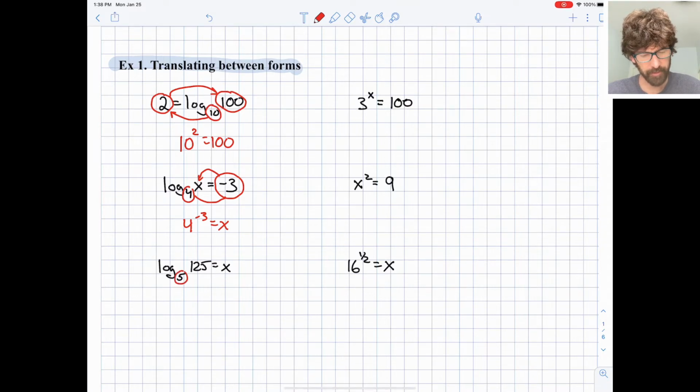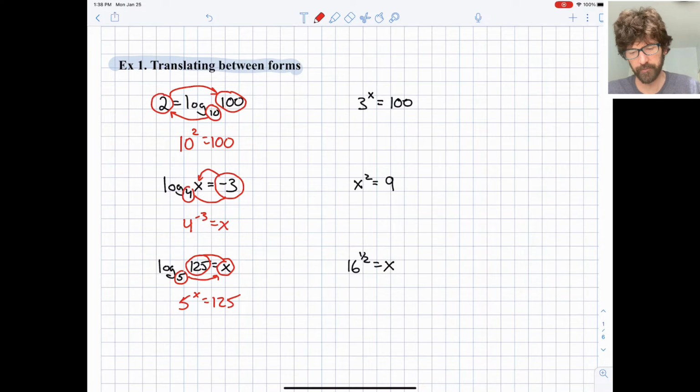Similarly, down here, log base 5 of 125, so we're going to do 5 to the x is equal to 125. You just want to get really comfortable with doing that translation from log form into exponential form, and here we'll go from exponential form into log form.